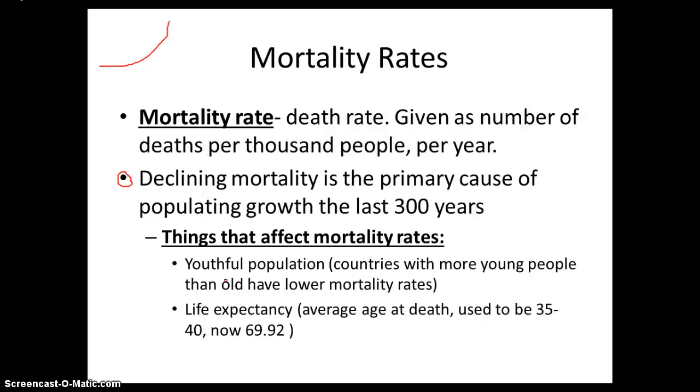The other thing that affects mortality rates is life expectancy. The average age at death used to be, and for most of history has been, about 35 to 40 years old. In that human population curve, where that line was relatively flat, 35 to 40 made you really old. It made you an elderly person. But today, our life expectancy has increased to almost 70 years of age. You can see how that can certainly affect the world population, right? Women are able to reproduce definitely within this 35 to 40 range, and now they've got the ability to take full advantage of that reproductive range.